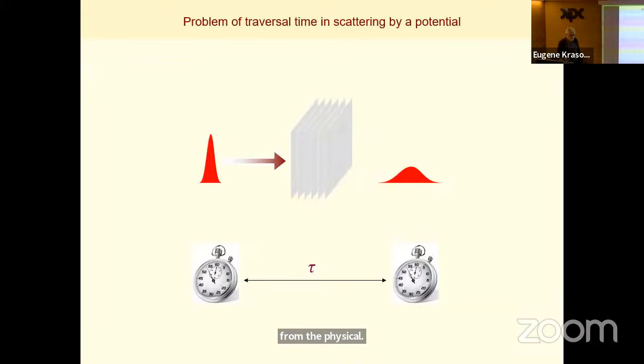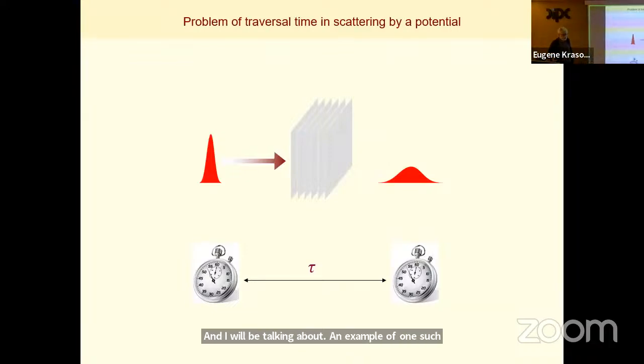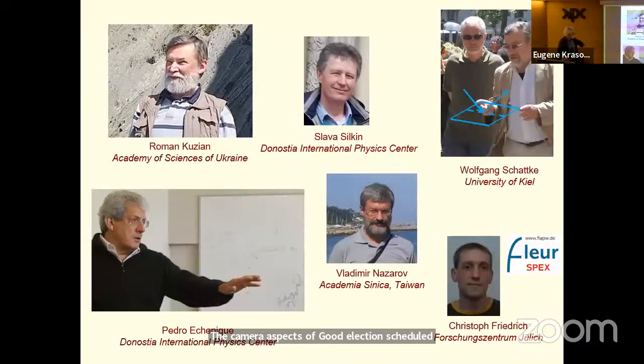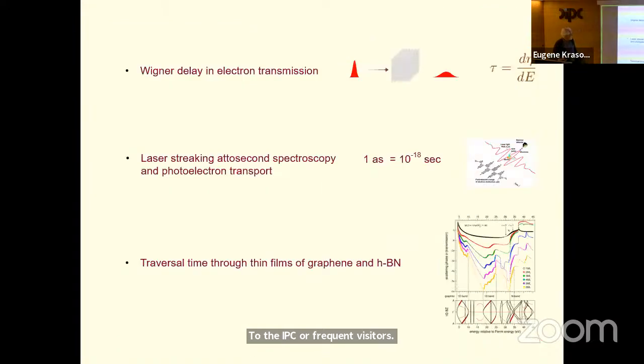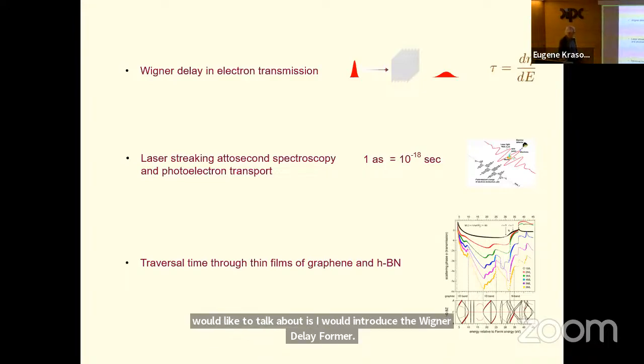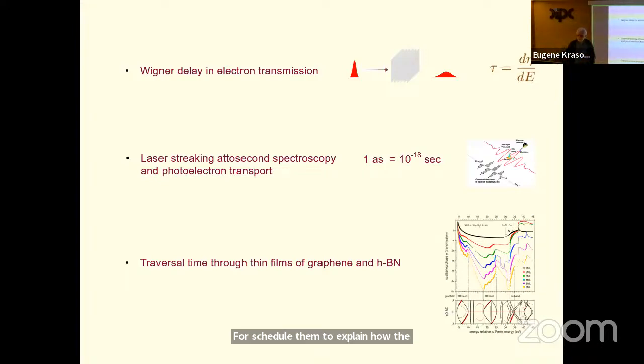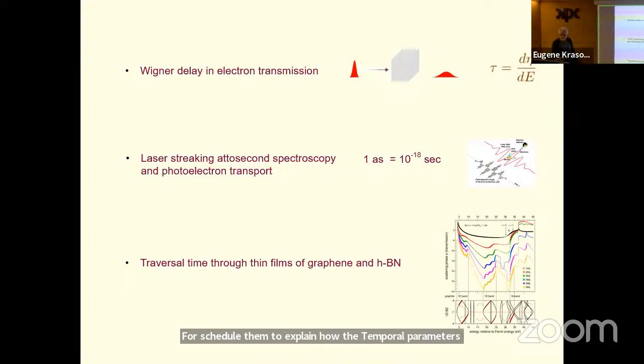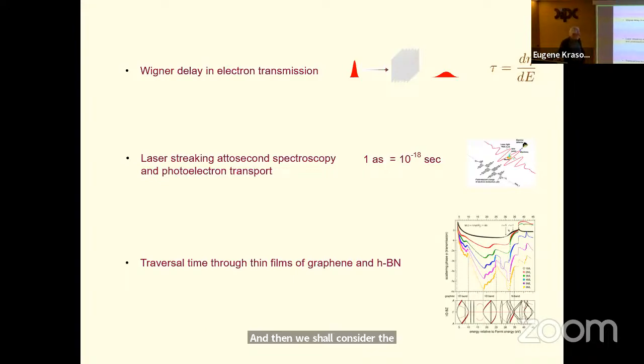And I will be talking about an example of one such study, and it refers to time-resolved photoemission, time-resolved spectroscopy, in particular, the temporal aspects of electron scattering. So let me introduce first my collaborators. In the first place, our chairman and other people closely connected to the IPC or frequent visitors. And basically what I would like to talk about is I will introduce the Wigner delay formalism for scattering, then explain how the temporal parameters, the times can be measured experimentally, and how this can be addressed from the ab initio point of view. And then we shall consider the specific example of electron transmission and reflection from graphene.